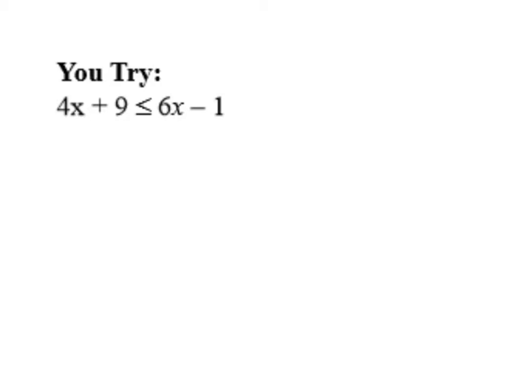Pause the video and try solving this inequality. 4x + 9 is less than or equal to 6x - 1. Start by entering each side of the inequality into the y= of your calculator, by entering the left side in y1 and the right side in y2. Since the inequality is less than or equal to, we're looking for when the y1 values are equal to and when they're less than y2.